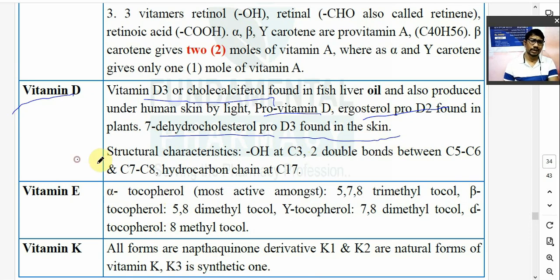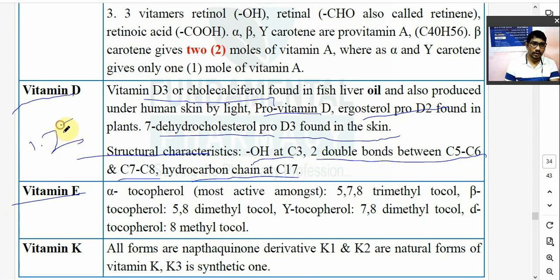Now structural characteristic, क्या इसमें क्या है? Cyclopentanoperhydrophenanthrene है ना? OH group at C3. 2 double bonds between C5, C6 and C7, C8, okay, and hydrocarbon chain at C17. स्ट्रक्चर उसको ऑलरेडी देखा है, so यहाँ पे नहीं. विटामिन E known as tocopherol है ना. ये क्या है ना, 1,25 डाइहाइड्रोक्सी कोलेकैल्सिफेरॉल.